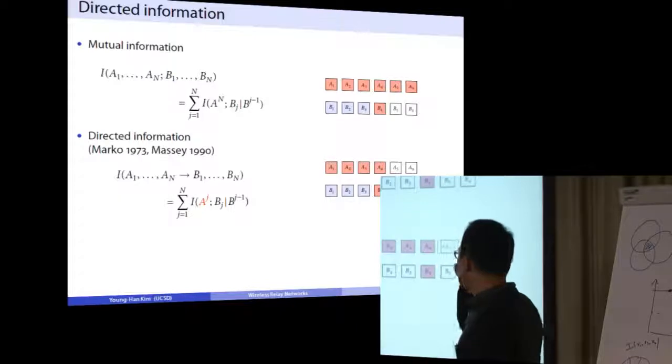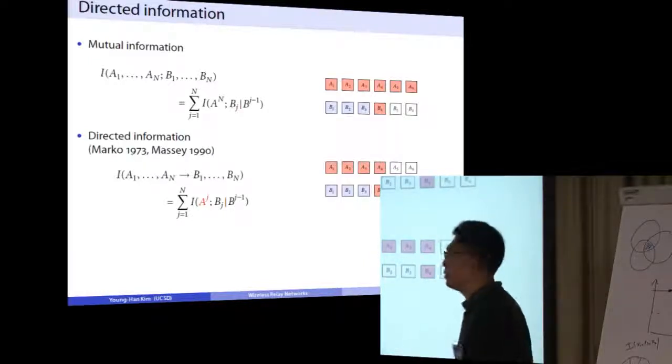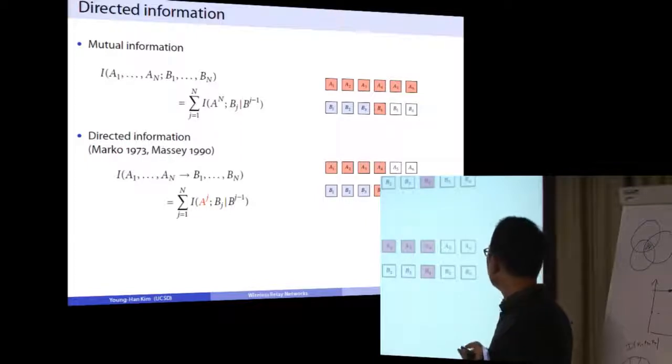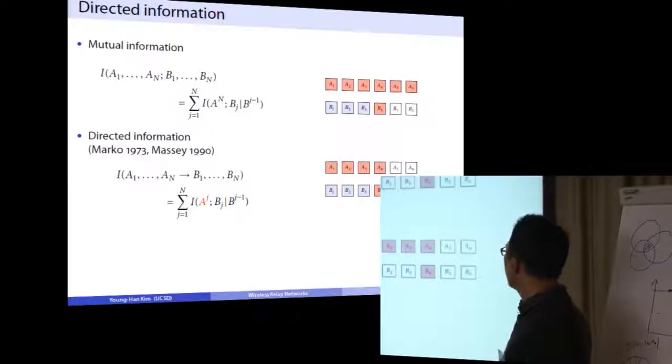Directed information is slightly different. It is typically written as directed information from A sequence to B sequence. Instead of looking at mutual information for the entire A vector, I use the A vector up to current time and look at the mutual information with B at that time, given past B's. So this is directed information, and this notion goes back to Markov.